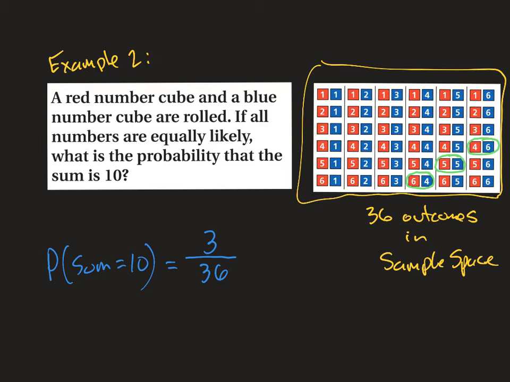But this is driving me crazy. We always reduce our fractions, so this fraction reduces to 1/12. Right? You just divide both these numbers by 3, and you end up with 1/12. So the probability that we will get a sum that is equal to 10 is 1 out of 12, better known as 3 out of 36. Okay.